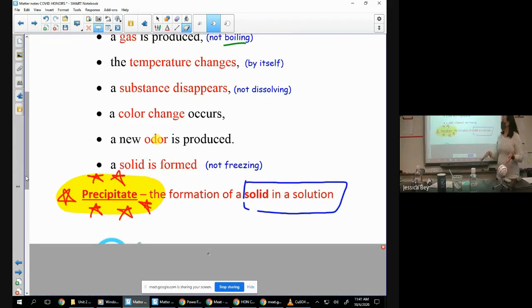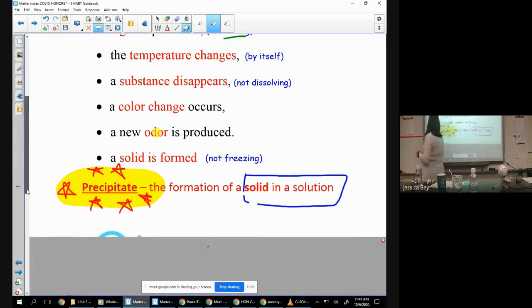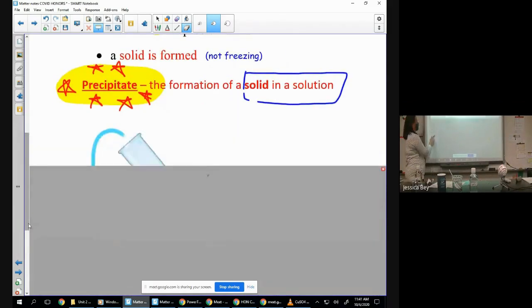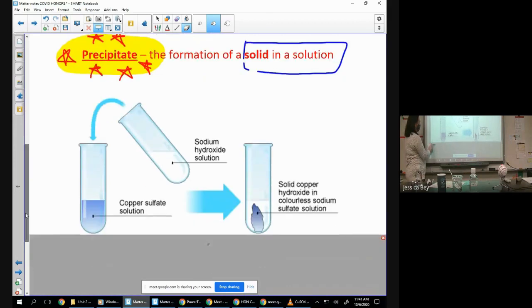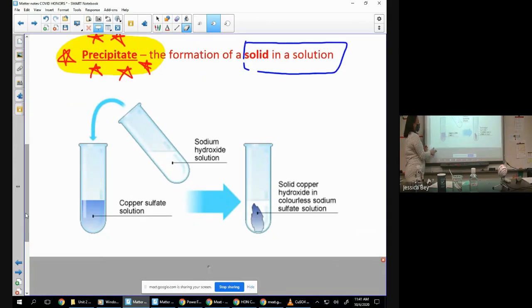The one you would have done in the lab that was supposed to be tomorrow, but it's got way too much stuff and we have to use the Bunsen burners and all that business, is you take copper sulfate, which is a solution, and you add a clear sodium hydroxide solution, and you get solid copper hydroxide here. So I have a little slow-mo of it.